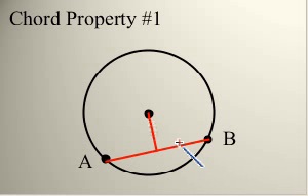It's divided this line into two equal parts, so we can have the little slash marks that indicate they are congruent or that they are the same length. And also I could add this little indicator here that shows that it's a 90-degree angle. So the first chord property states that a perpendicular bisector of a chord goes through the center of the circle.